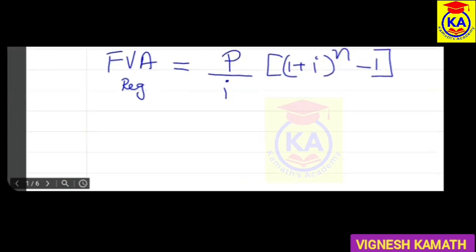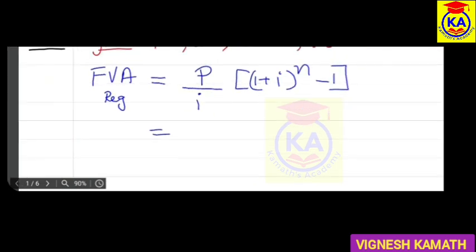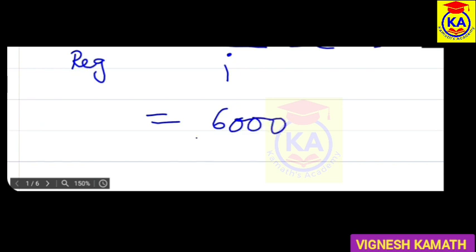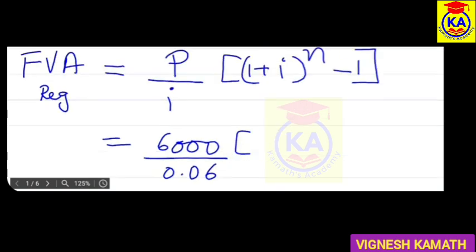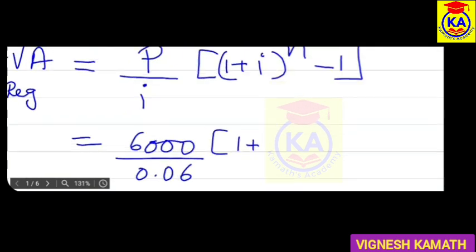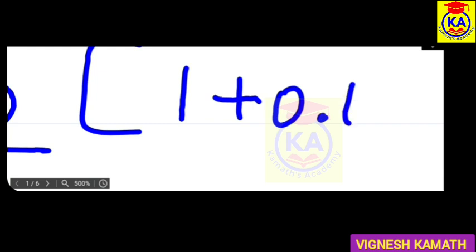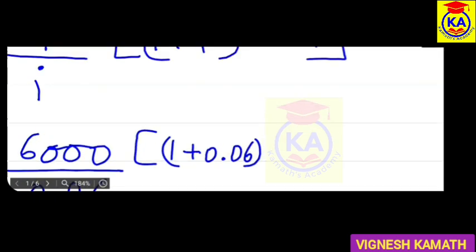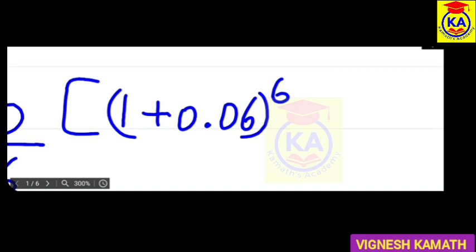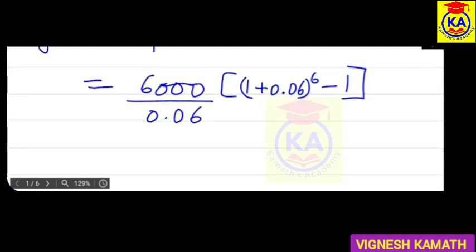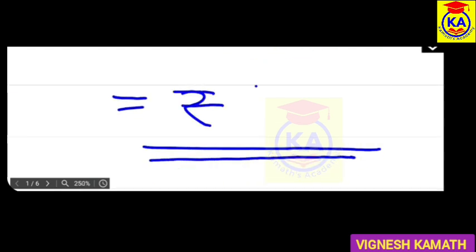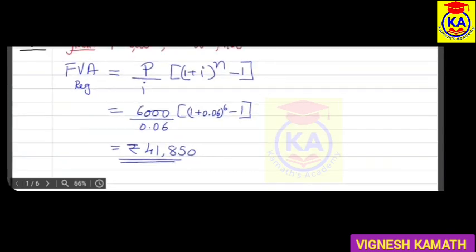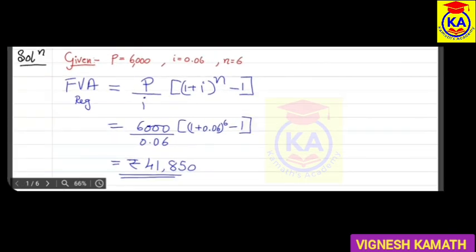Now let's substitute the values. What is P? 6,000, divided by I, 0.06, into (1 plus I value 0.06) to the power n, which is 6, minus 1. Solving, you will get the answer rupees 41,850. I hope you understood this question. Let's move on to the second question.